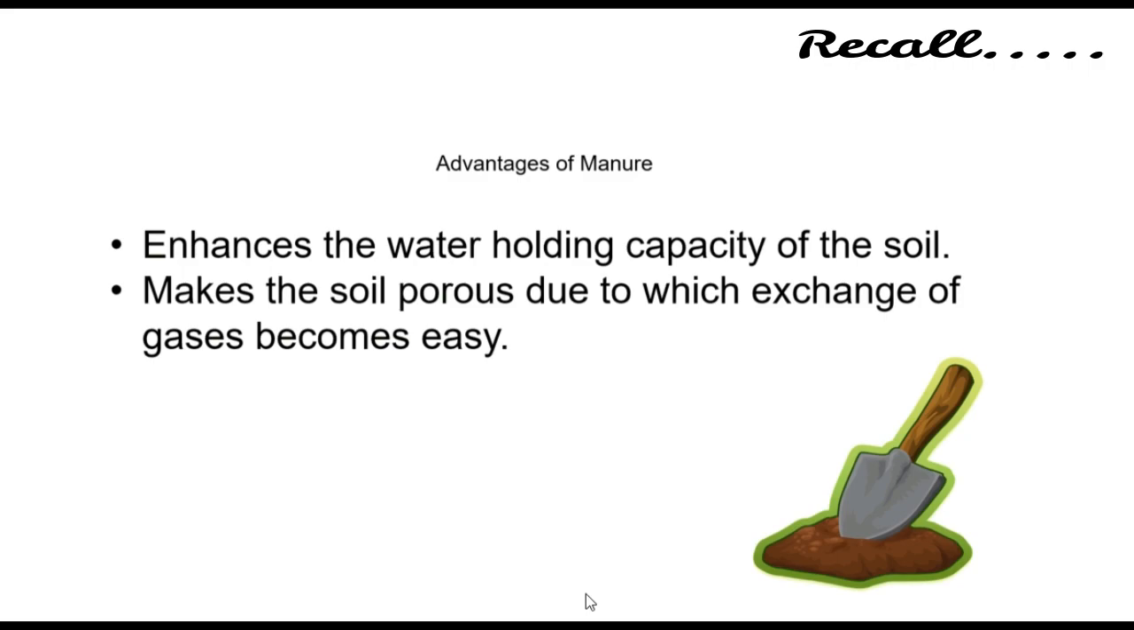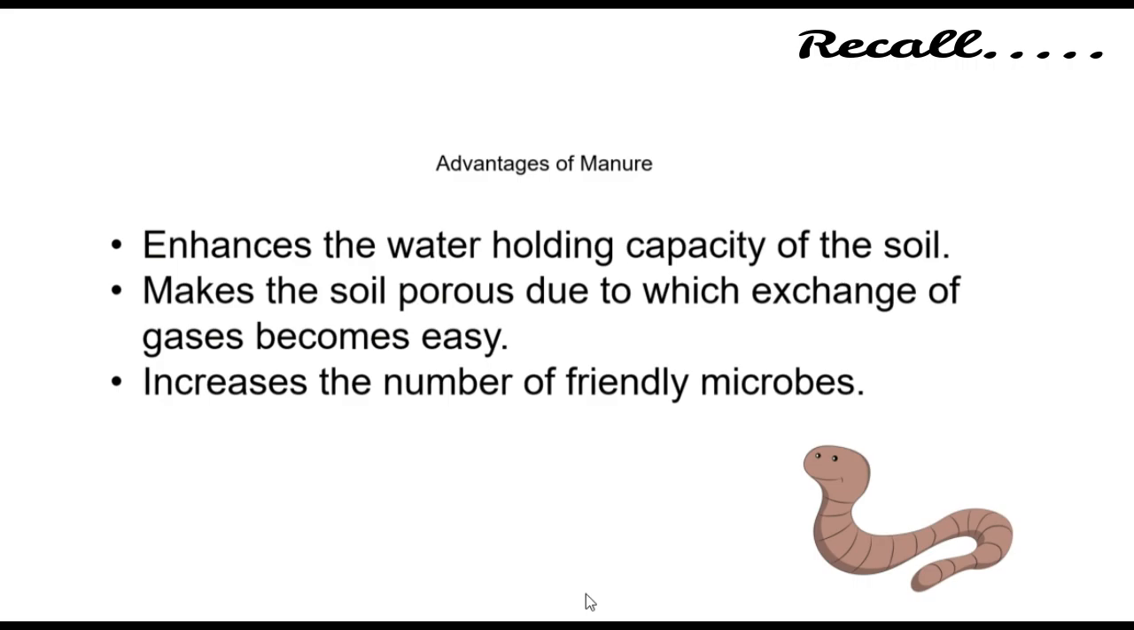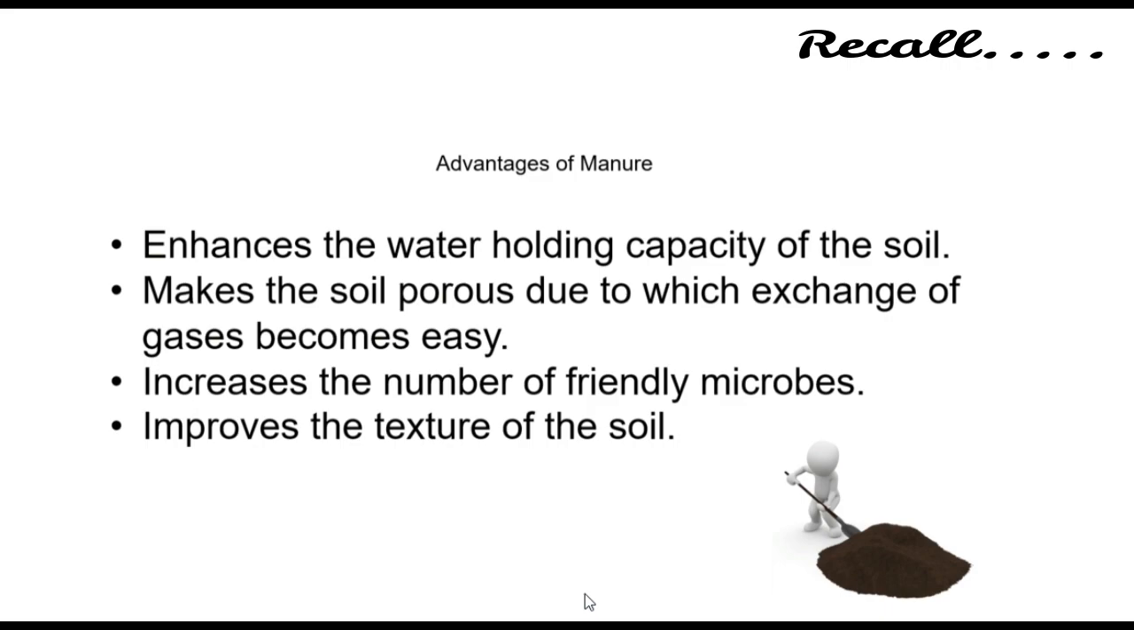The third one is it increases the number of friendly microbes. This is very important because these microbes convert the dead plants again into manure. And the texture of the soil is so friendly for the plant roots. They can penetrate properly. So it improves the texture of the soil. And this is what we have learned in this unit of crop production and management. Thank you.